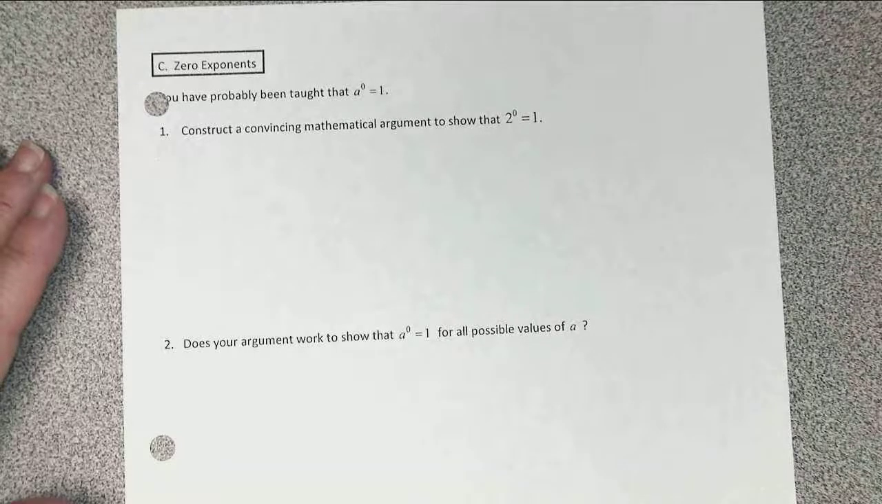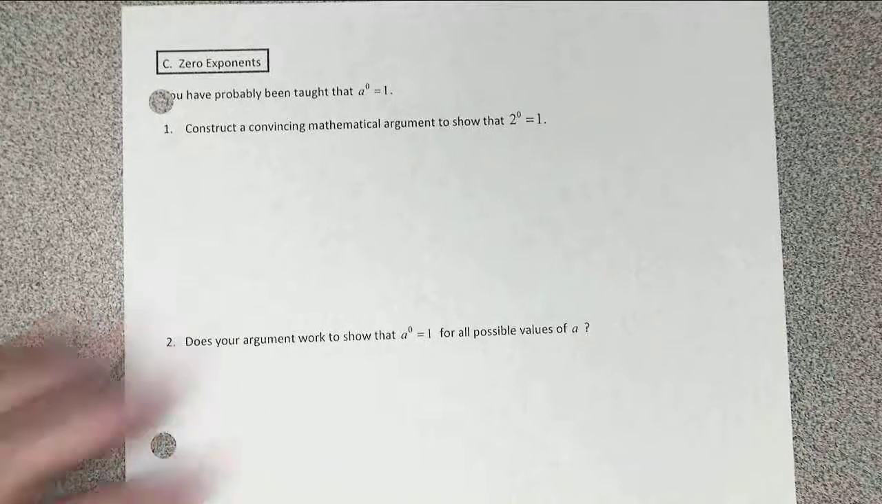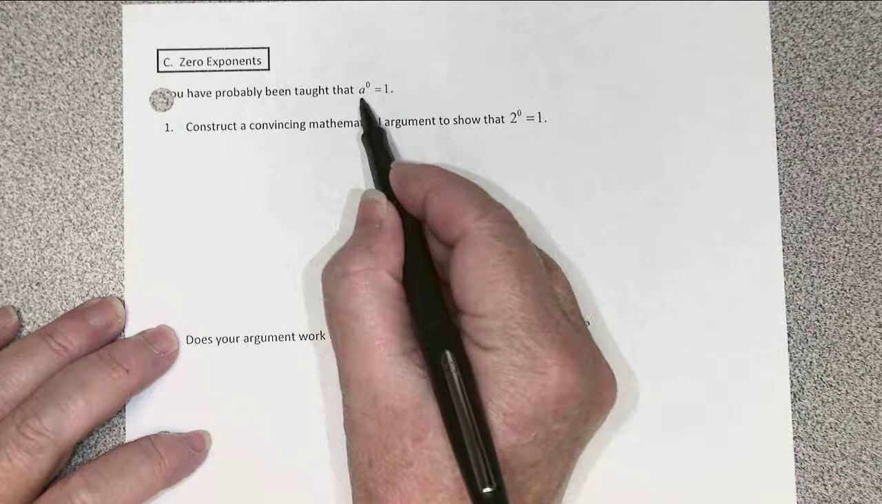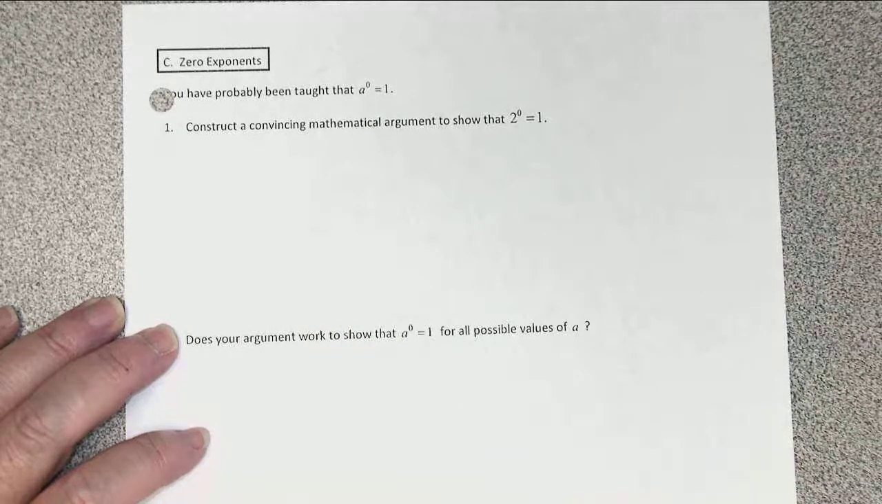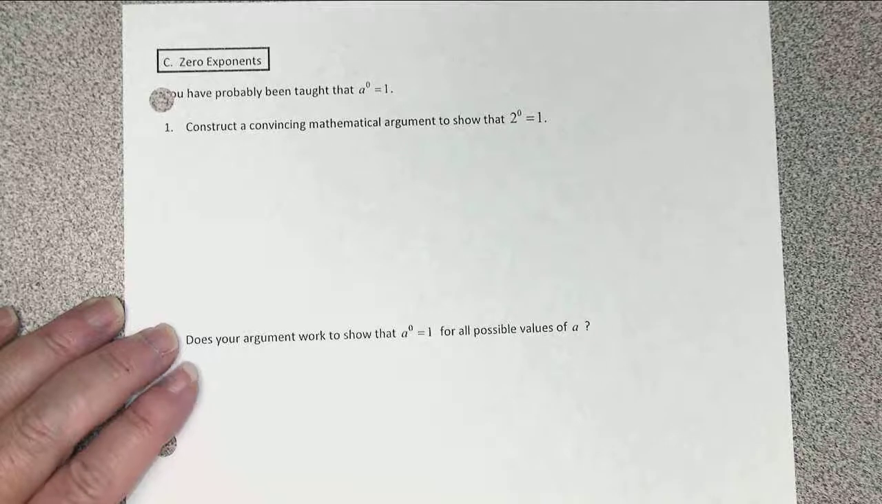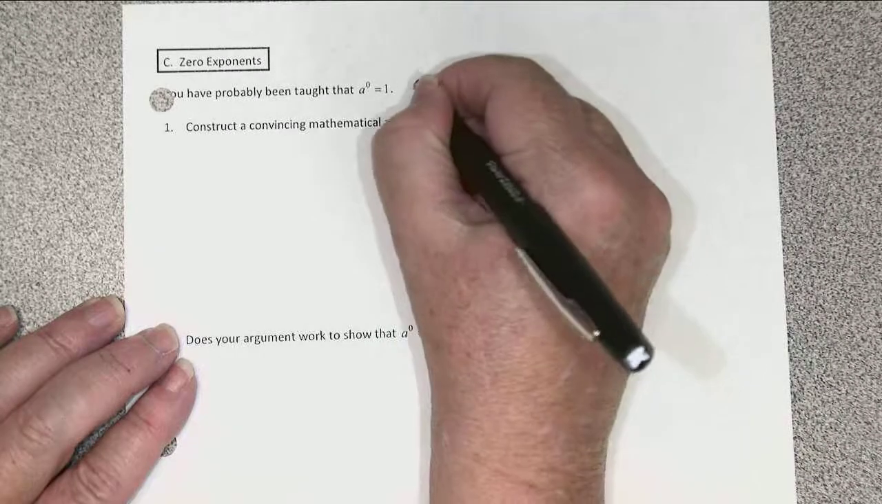This is section 3.1, section C. You have probably been taught somewhere along the line that any number a to the 0 power is equal to 1, and that's actually true as long as a is not 0.